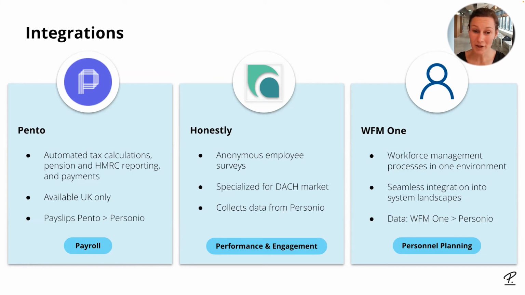Then the second integration is Honestly. Honestly is an anonymous employee survey tool, specialized for the DACH market regarding data security. Anybody else, of course, can also use it. It collects data from Personio, so you just have to keep them updated in Personio. In Honestly, you have different dashboards that you can have a look at, for example, the measurements that have come out of the surveys, to see if they were successful or not, because that's also always important if you do a survey.